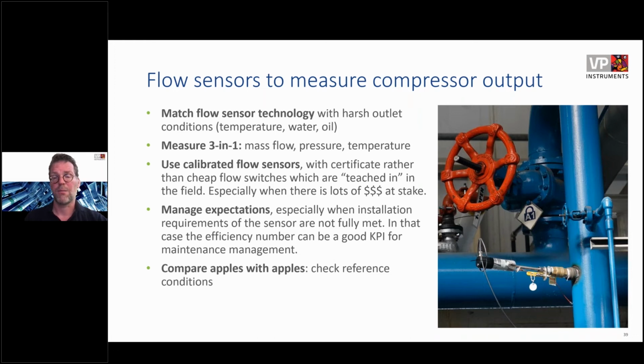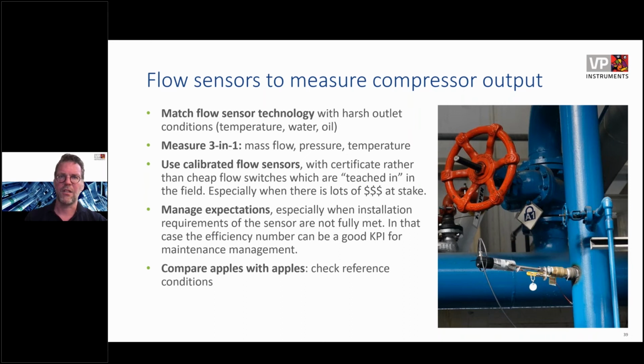And it's not always a problem, because it can still be a very good way to trend the efficiency, but you need to be clear with your customer to say, well, this is not the best, super accurate meter. It can be used for trending, but don't blame it on the compressor manufacturer if the number is a little bit off what the spec sheet specifies.